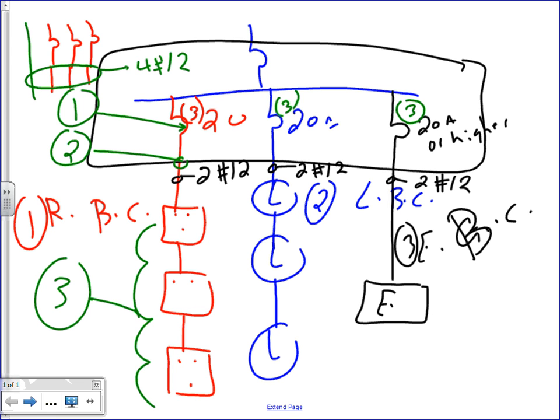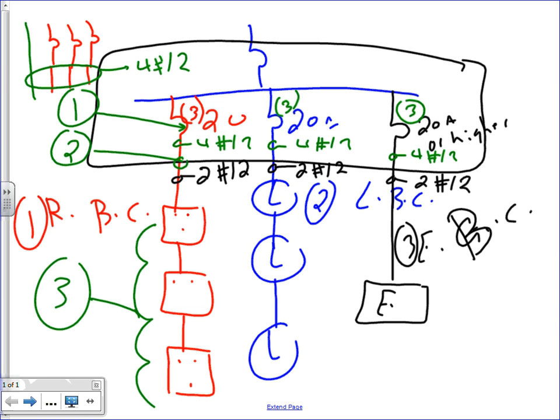But what I'm getting to is, when I move it this way, I have 4 conductors, number 12 here, and 4 conductors, number 12 here, and 4 conductors, number 12 here, right? 4, 4, 4. With me so far? 4 conductors, number 12, assuming we need a neutral. How many conductors total of number 12 do I have?